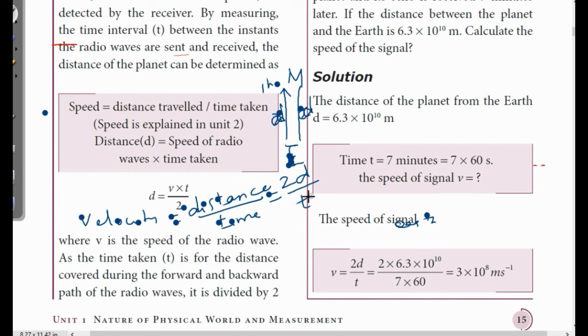So when we have to measure d, d is equal to velocity into time divided by 2. We are just rearranging this.